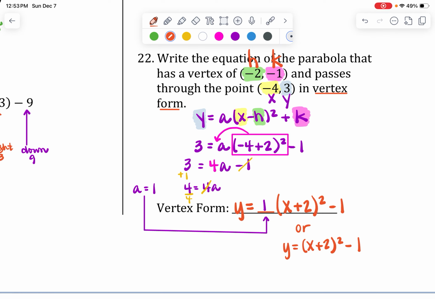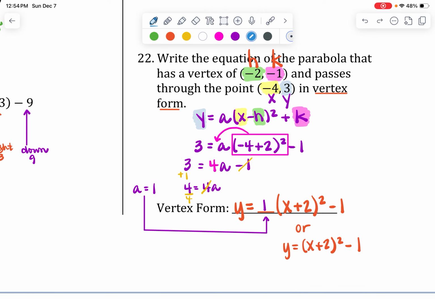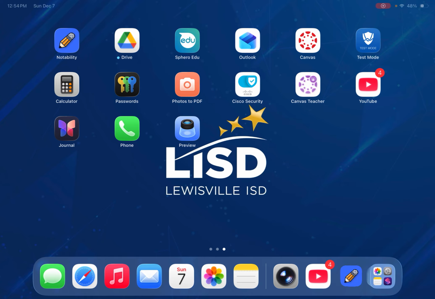Now, you better believe I'm going to be checking this answer in Desmos. I don't know why any student would not spend 5 seconds of their life after they did all of this beautiful math, right? And check to make sure they didn't make some very silly or careless mistakes somewhere along the way. So I'm going to go type in my answer, y equals (x plus 2) squared minus 1.